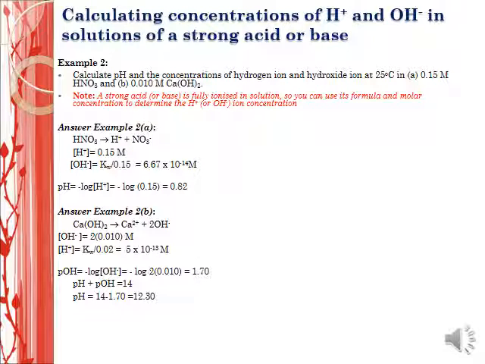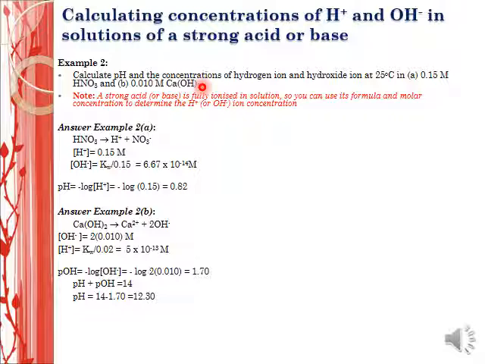Alright, let us continue with calculating the concentration of H plus and also OH minus in a solution of strong acid or strong base. Now let us look at example 2 here. There are two types of solution. The first one is nitric acid, 0.15 molar. The second one is calcium hydroxide, 0.01 molar. You are asked to calculate pH as well as H plus and OH minus concentration for both solutions.